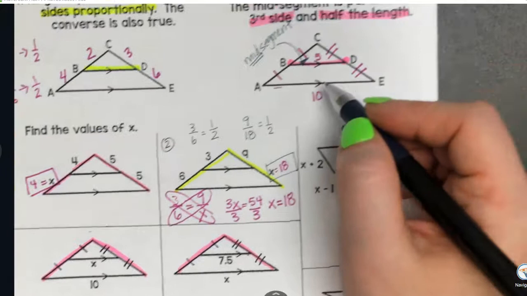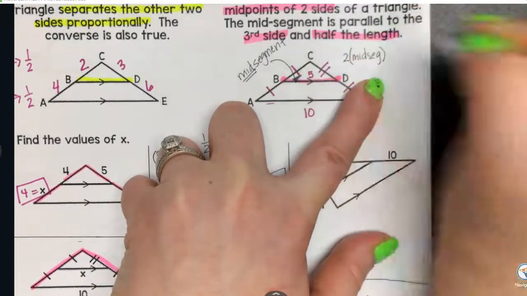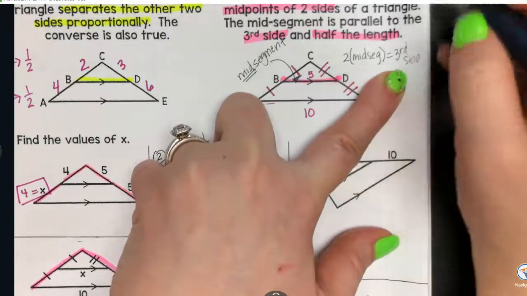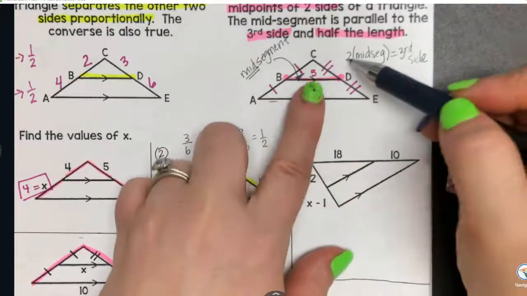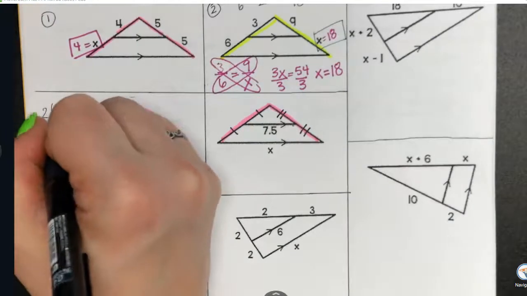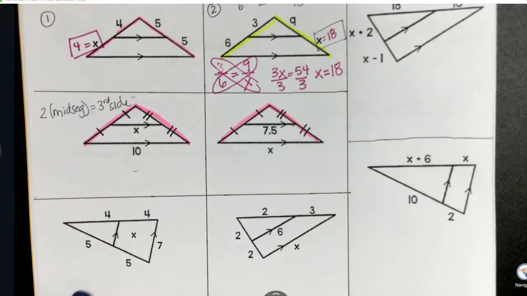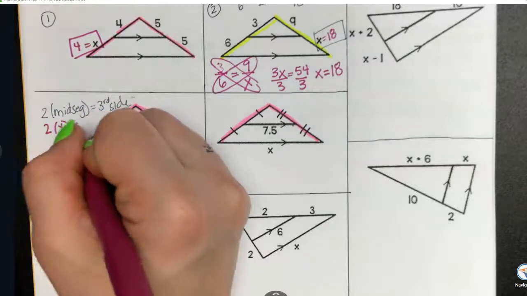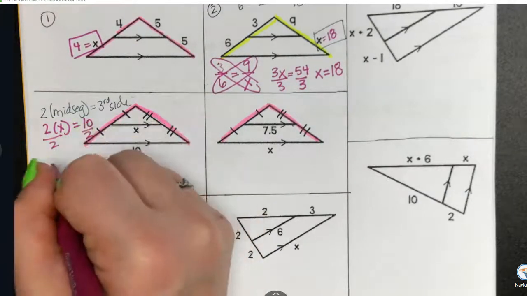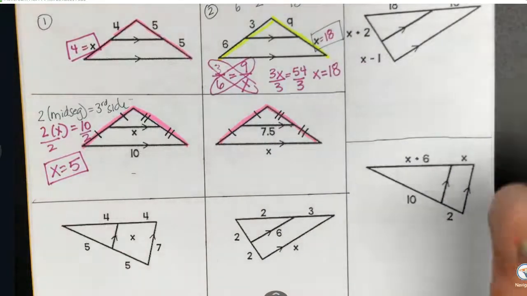Well, I don't know about you, but I don't like using halves. So the other way we could talk about it is 2 times the mid segment has to equal the third side. So 2 times 5 gives us 10. That makes sense. So 2 times the mid segment gives me the third side. If I plug my parts in here, I have 2 times x gives me 10. If you want to do some real math, you can divide by 2, and you know that x equals 5. Some of you could just look at that and say, half of 10 is 5. That's totally cool as well.